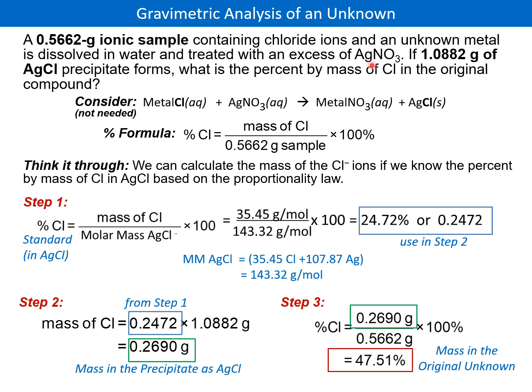Essentially, we take the precipitate value and obtain the percent of the ion, in this case chlorine. We then take that percent times the mass of the precipitate to get the mass of the chloride ion. We then take that chloride ion mass from step 2 and divide it by the original mass of the ionic sample times 100, and we get the percent chlorine. So the percent chlorine in this sample is about 48%, 47.51%.